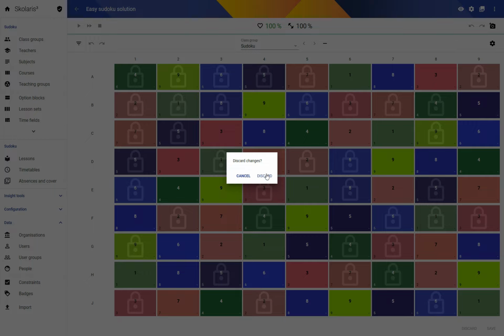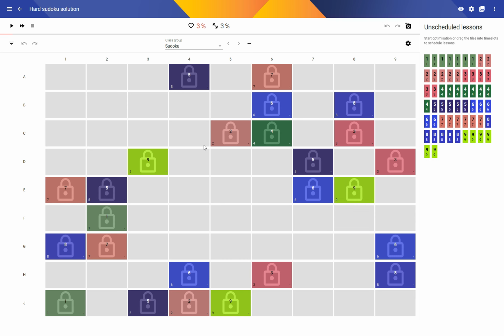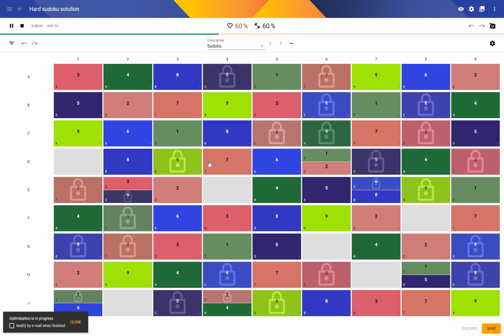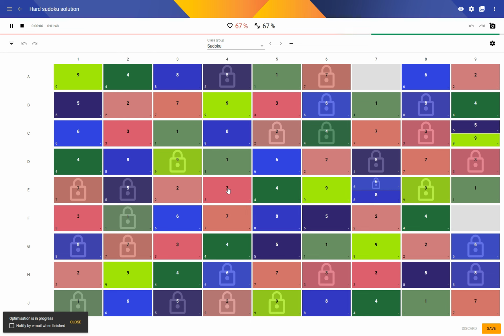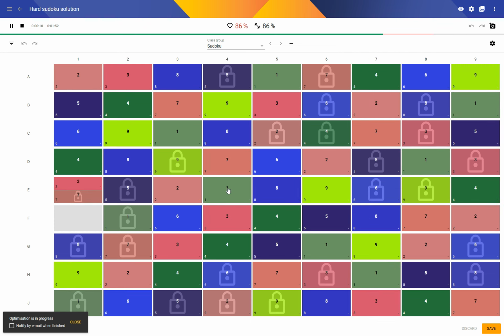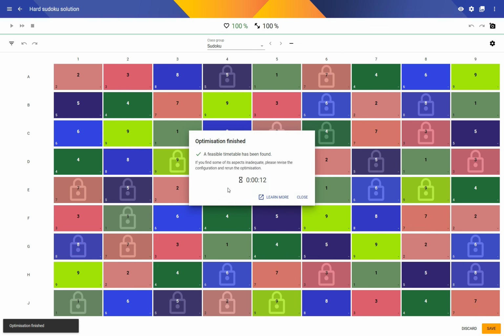Let's discard these changes and try the hard Sudoku as well. So I've recreated this one because I deleted it at the end of the last episode, but you can verify that this is indeed the same. And again, if I press play, I'm expecting this to be solved very quickly by Skolaris. Indeed, it has.